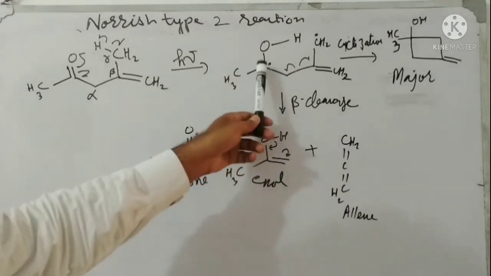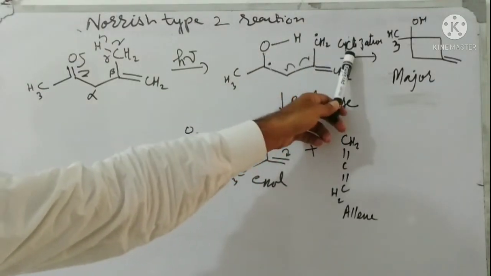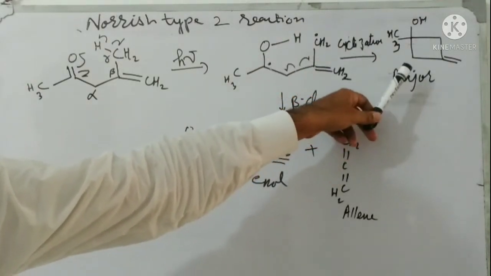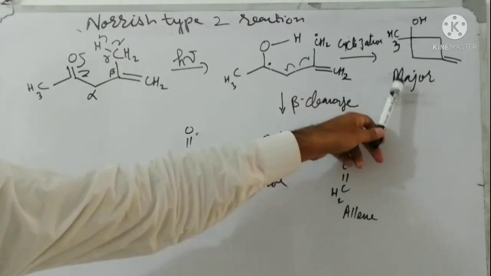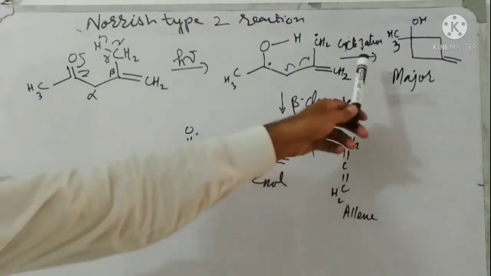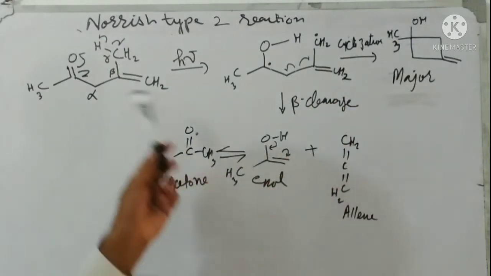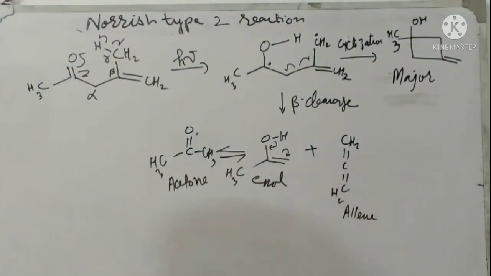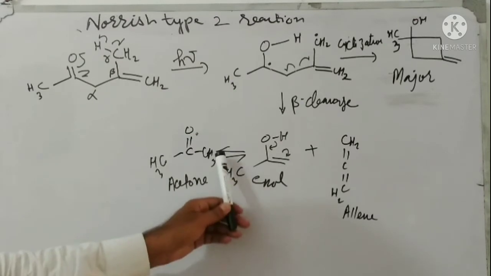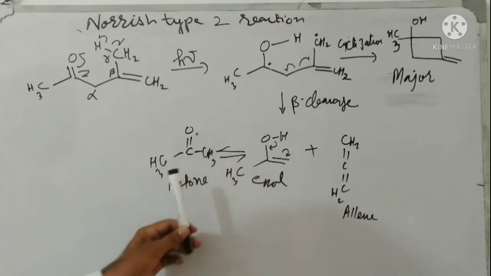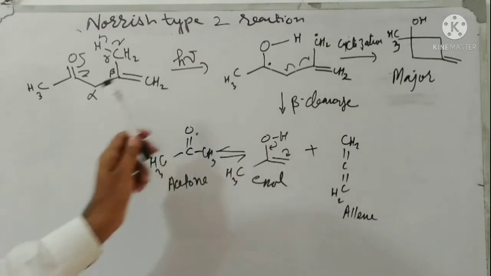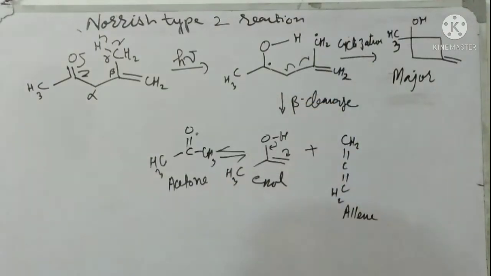Therefore, this 1,4 diradical undergoes cyclization to form this cyclobutanol derivative as the major product. So this route with cyclization will be preferred in this case. If the enol undergoes tautomerization, we can get this acetone. So at the end, the major product will be this one through cyclization.